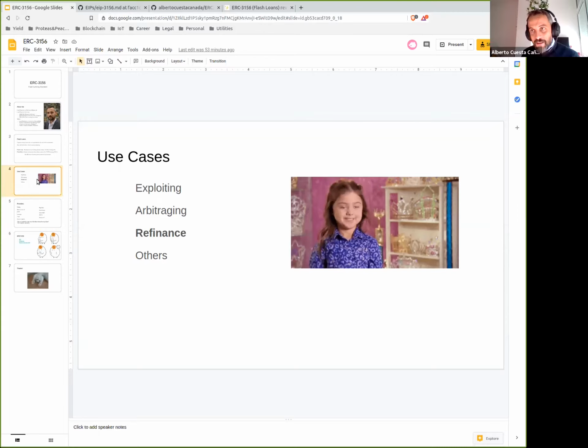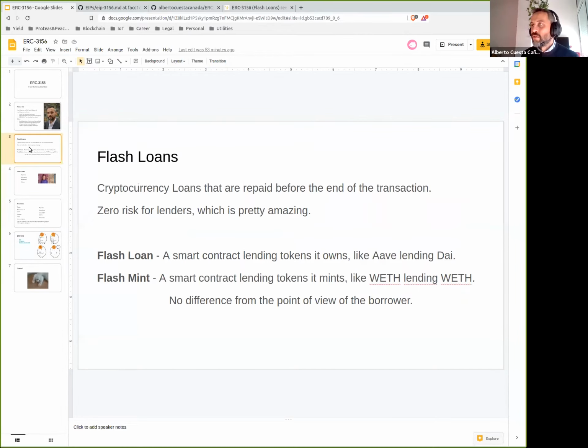That's, I think, a good introduction as for flash loans. Well, last thing I wanted to say about flash loans is that there are two kinds, which will be more important before, but I would like to explain. There are the flash loans themselves, which is when a platform like Aave or Compound has some asset, for example DAI, and flash lends that DAI.